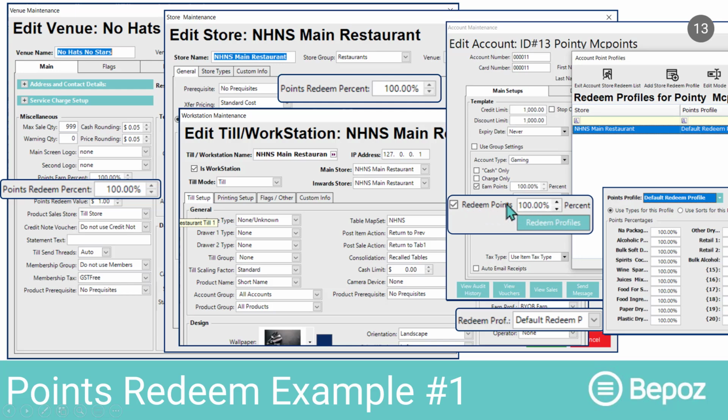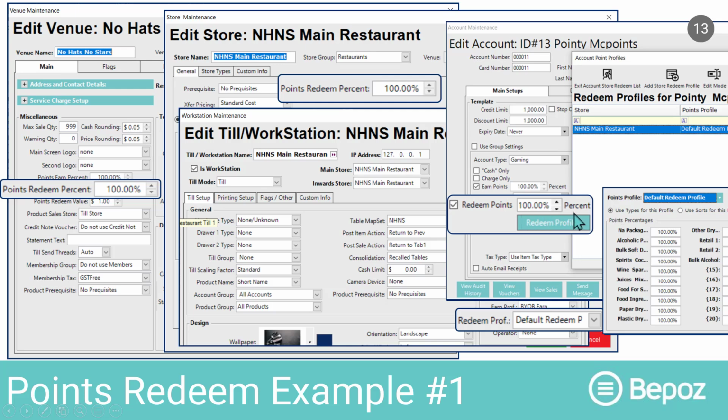So by the way, I should mention this, for all of these points redeem examples, we've got 5 of these as well. The account holder's redeem profile is set to 1 with everything at 100% too. So we've got that kind of hidden off to the side over here.